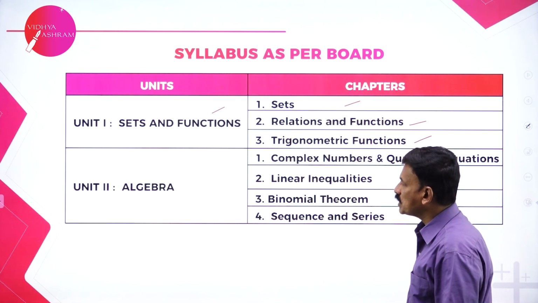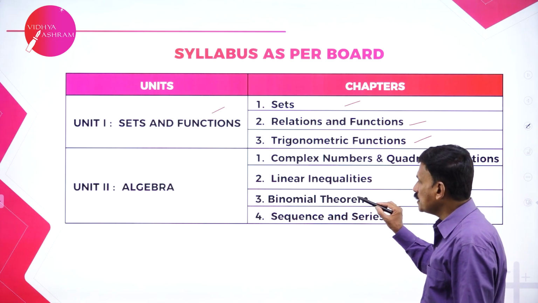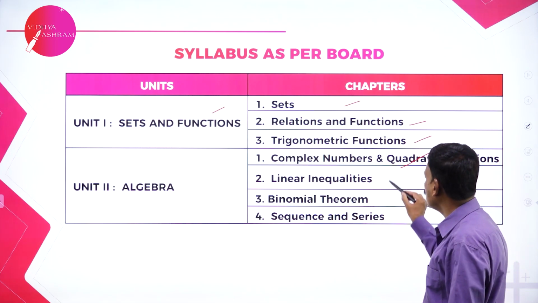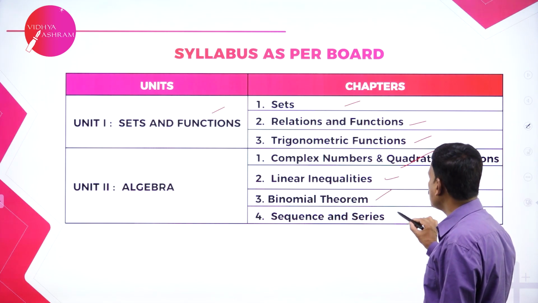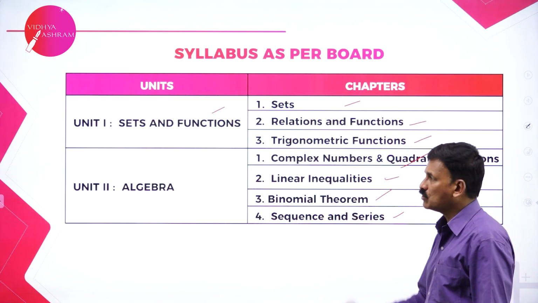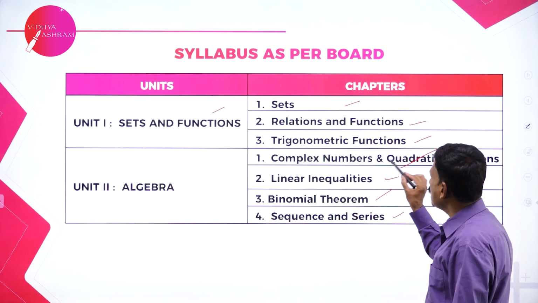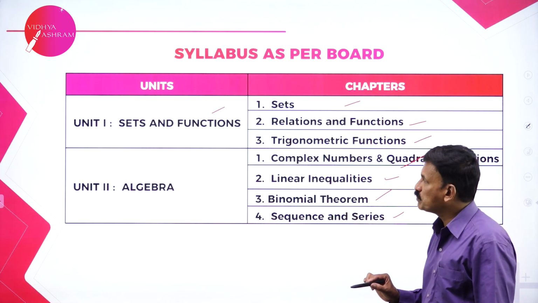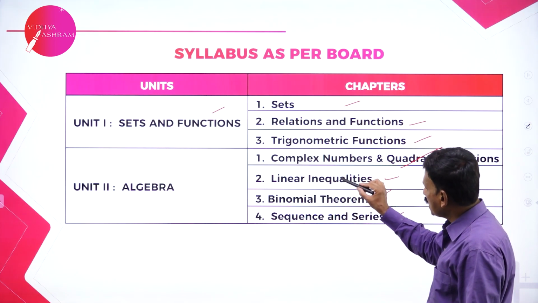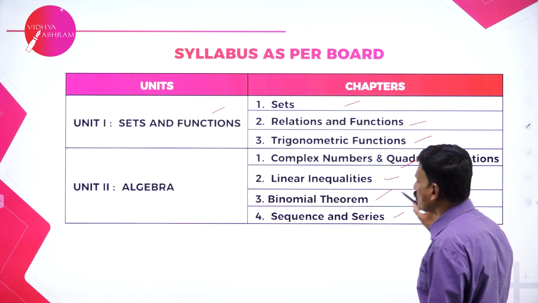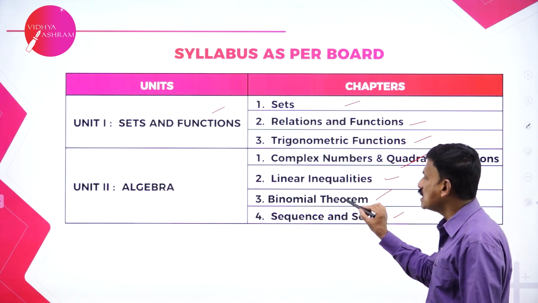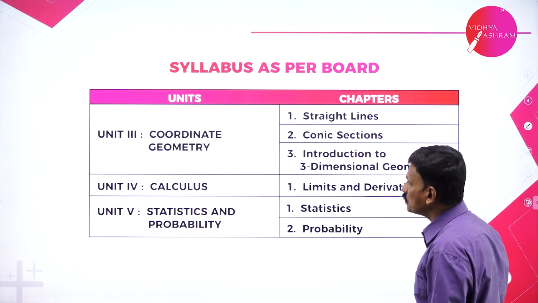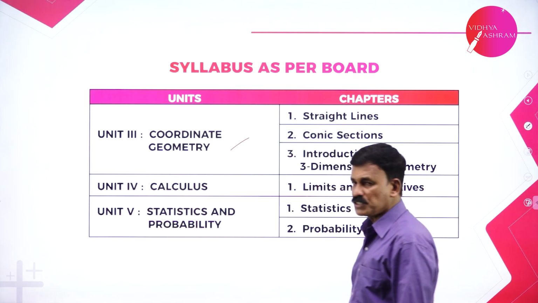Now in unit 2, that is algebra, we are going to study complex numbers, quadratic equations, linear inequalities, permutations and combinations, binomial theorem, sequence and series. Now the third unit is coordinate geometry.